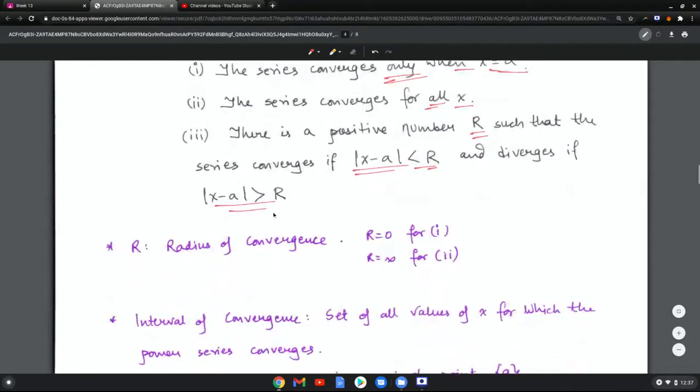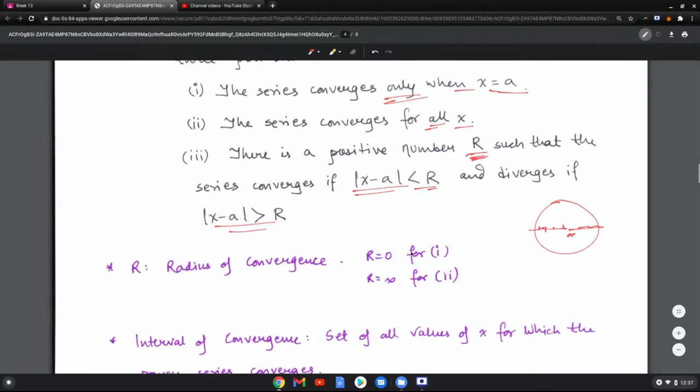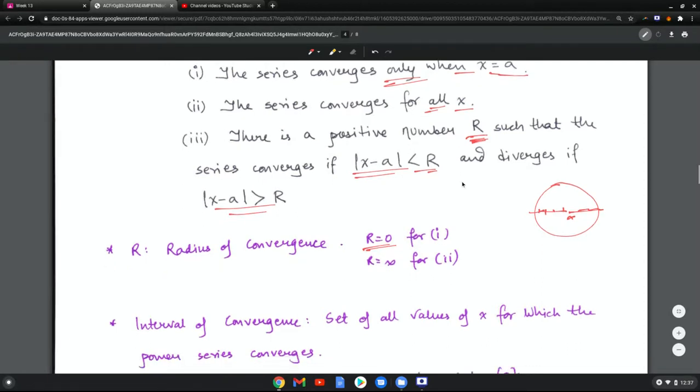Radius of convergence, that's the number, which basically means that if I'm within that number, then I converge, right? Those are x values. For case 1, where there is only one point where it converges, then the radius is 0. If it converges for all x, the radius is infinite.